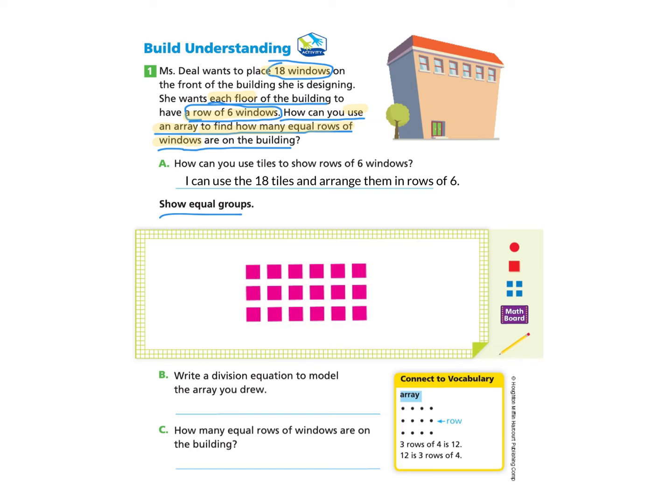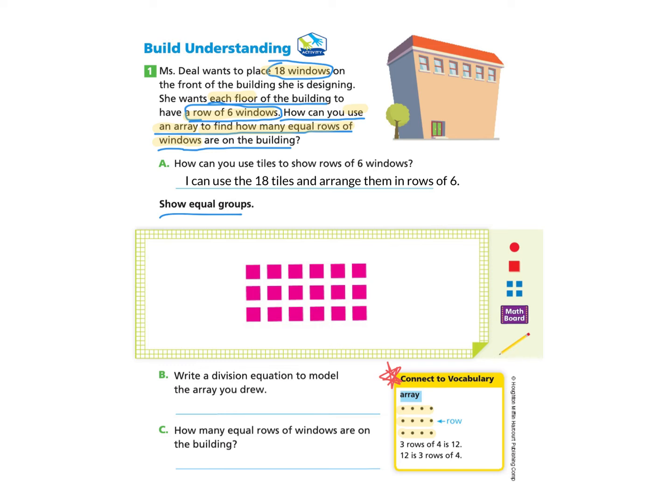Here I have taken 18 tiles and I have placed them in rows with 6 windows or tiles in each row. As a reminder for connecting to your vocabulary, an array is really just an arrangement of objects or pictures or even numbers that are in rows and columns. And so they give us an example here of this array and they point to a row of 4. And it shows that there are 3 rows of 4 in the example shown.